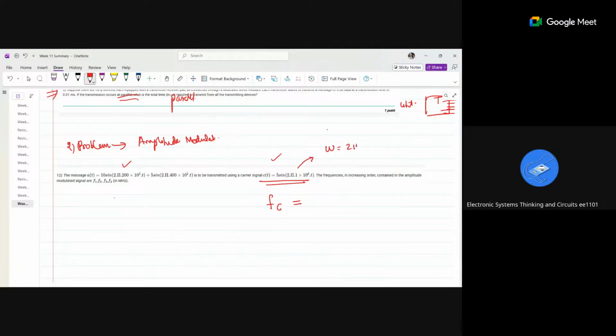Omega is equal to 2 pi into 10 to the power 6. 10 to the power 6, right? Yeah. Omega is 2 pi into 10 to the power 6. So Fc is equal to omega by 2 pi, so it is only 10 to the power 6. So this message signal is having two frequencies.